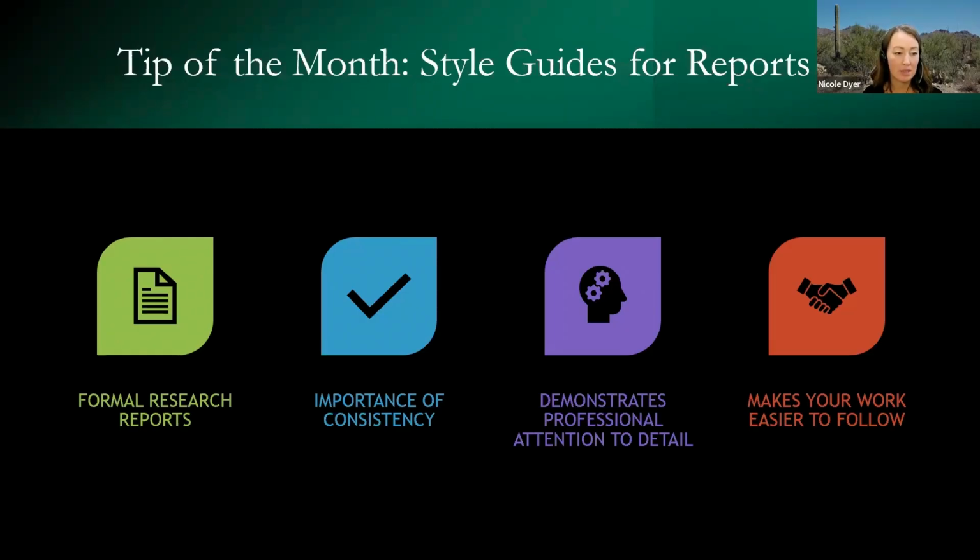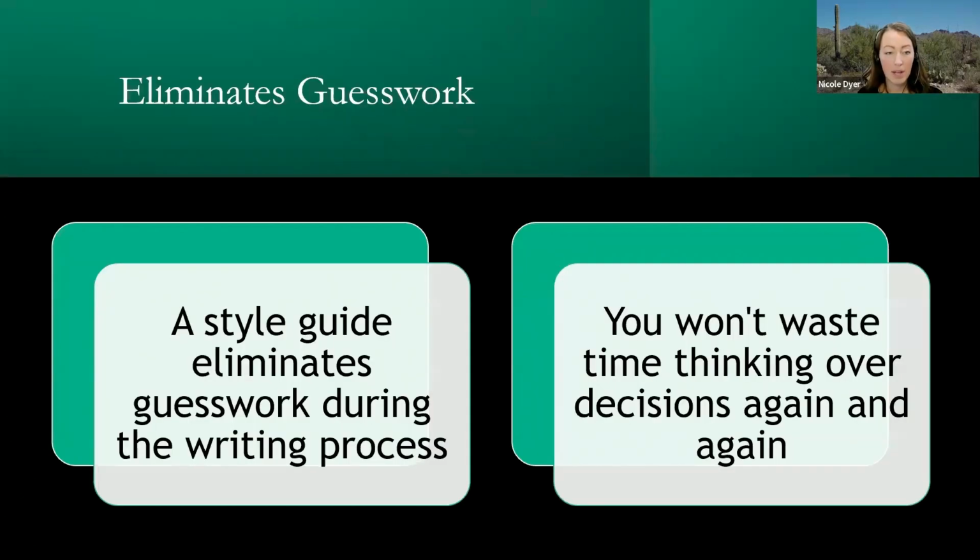So when we are making these formal research reports, it's good to have things within the report be consistent, and that increases the credibility and professional look of the report and also makes it easier for the reader. It demonstrates professional attention to detail, and it makes your work easier to follow. Like I said, easier for the reader. And it also helps you as you're writing and eliminates some of the decision making, the guesswork that we have when we're trying to remember what we're going to do. So it can help us during that writing process to know exactly what to do in all of our decisions.